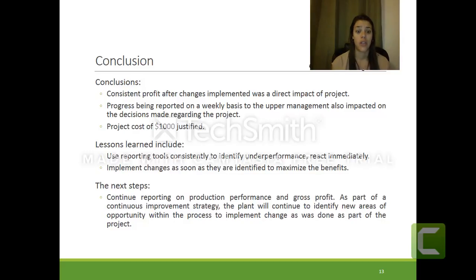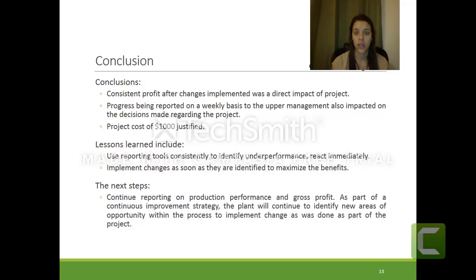Part of the lessons learned include that using reporting tools consistently to identify underperformance allows us to react immediately and also to provide visibility to upper management. Also, we learned to implement changes as soon as they are identified in order to maximize the benefits. Our next steps are to continue reporting on production performance and gross profit as part of a continuous improvement strategy. The plant will continue to identify new areas of opportunity and implement them.